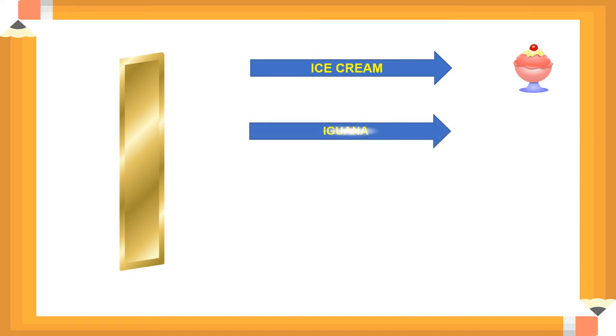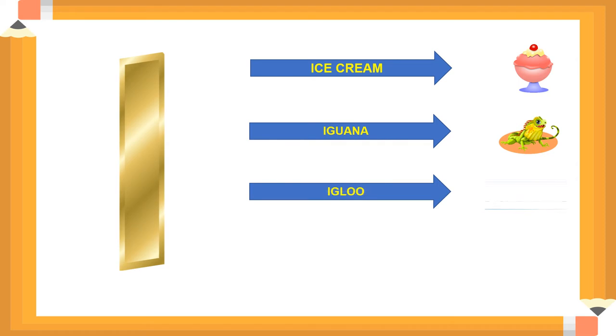Alphabet I. I for Ice Cream. I for Iguana. I for Igloo. I for India.